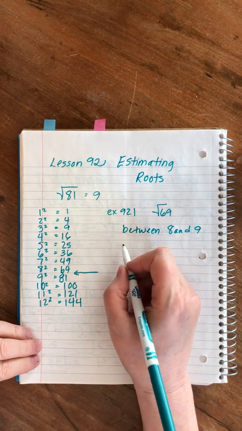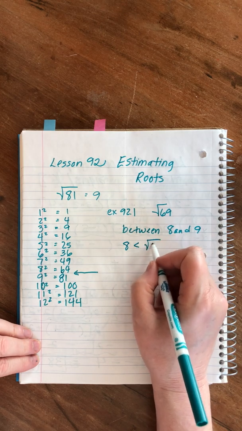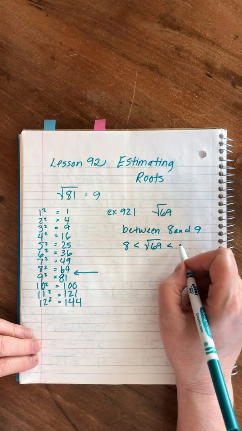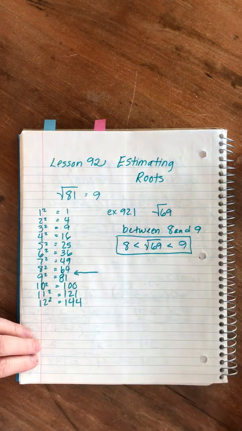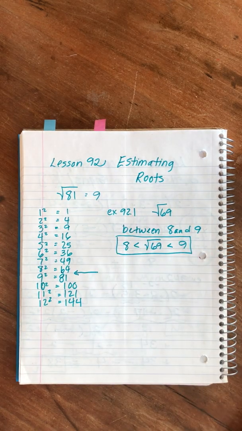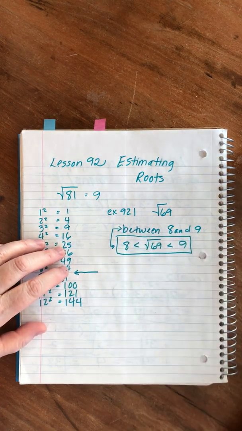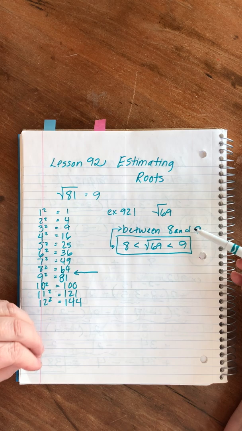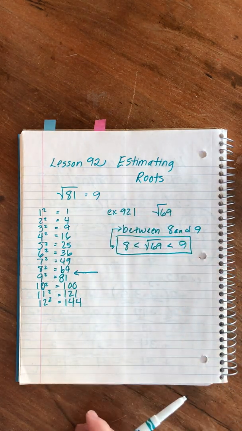And we can write that in this format, which is a little more mathematical: 8 is less than the square root of 69, which is less than 9. These two things mean the same. This is just numeric presentation, and this is words. So that's how we figure it out. We compare it to a list of perfect squares.